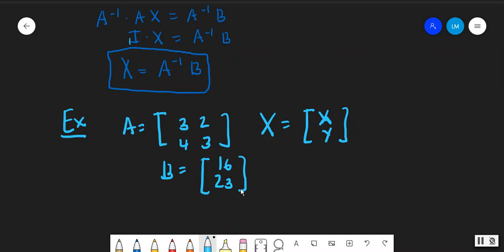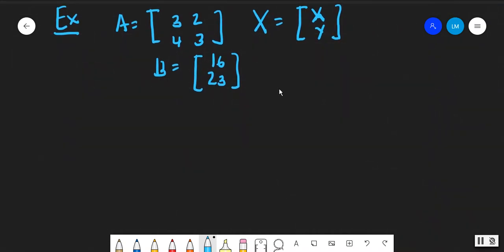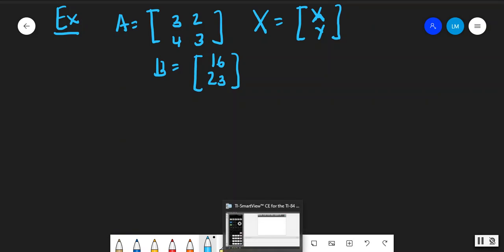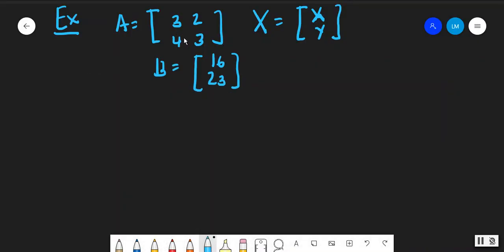Okay, but in this case, it seems that it's going to be a little difficult to find the inverse of the matrix and then go ahead and say that, well, we just need to multiply by 16 comma 23, or 1623. So let's actually use our calculator for this. If you want to find the inverse of the matrix, you can do it by augmenting it. So in that case, one option is to do the 3, the 2, the 4, and the 3 to find the inverse of it.